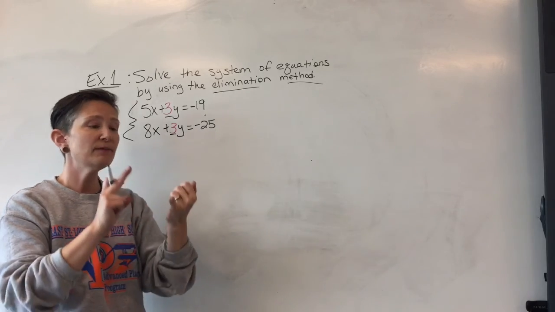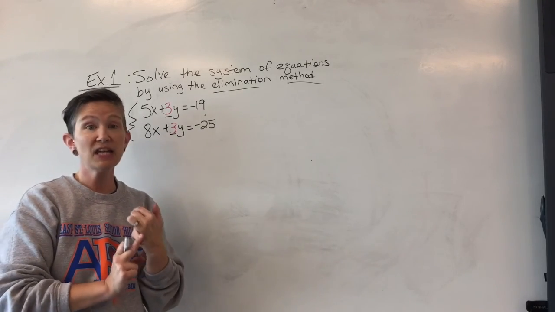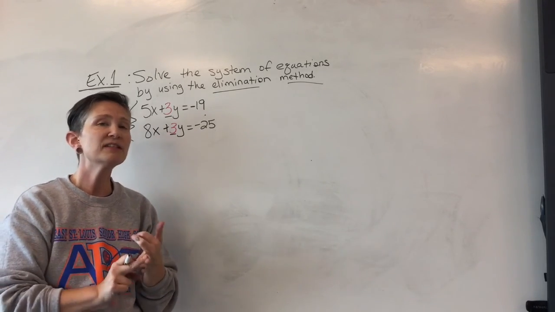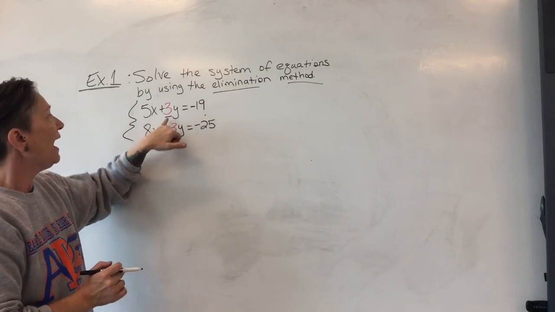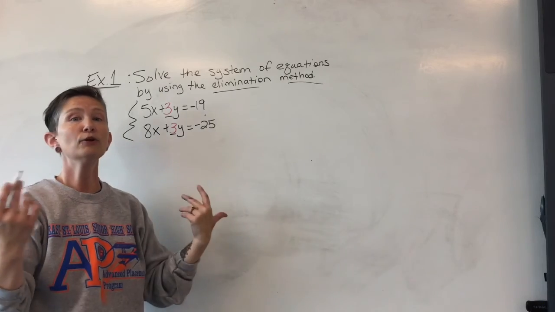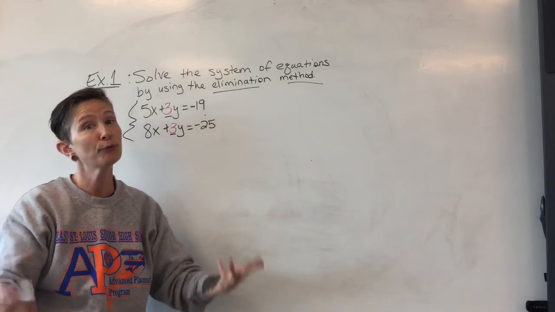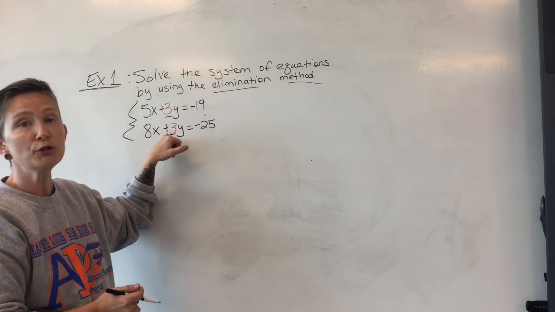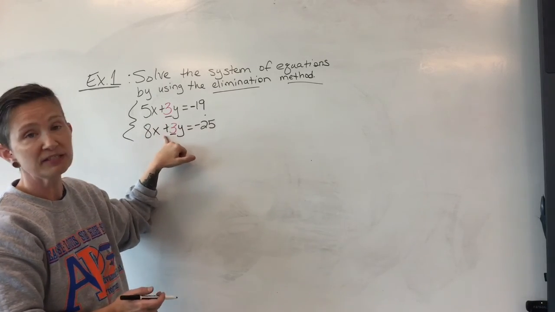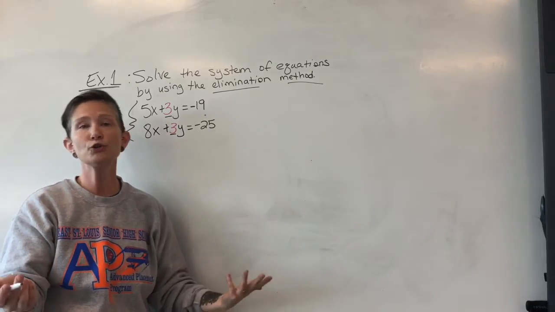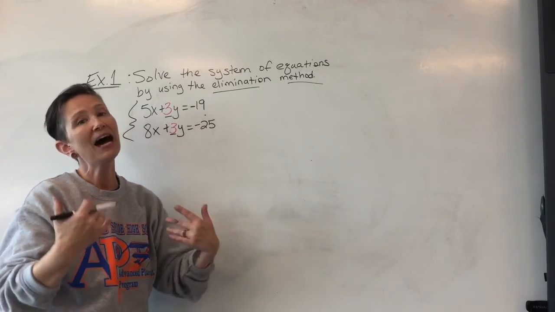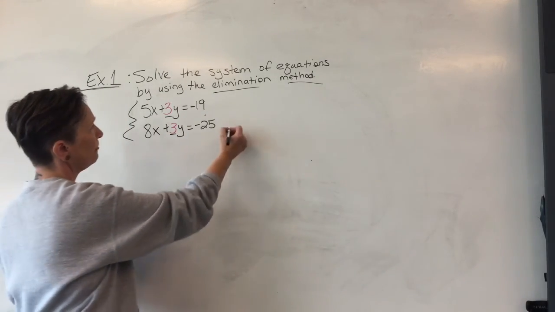So remember, you must have the same coefficient of the same variable and opposite signs of that same variable. So let's look at this system. I have put in pink those coefficients for y. They're both 3. So now my job is to change one of these positive 3 signs to a negative 3 in order to eliminate them. You can choose whichever equation you want to work with. I'm going to choose the second one.